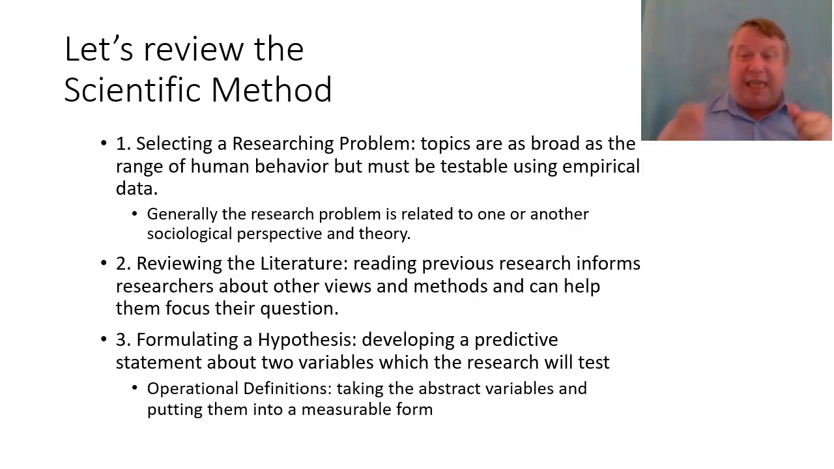So let's review the scientific method really quickly. First, you select a research problem. You can basically pick any topic under the sun as long as you can test it using empirical data. Generally, the research problem is going to be related to one or another sociological perspective or theory.